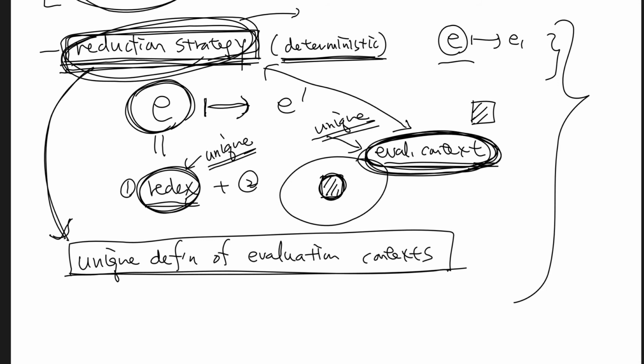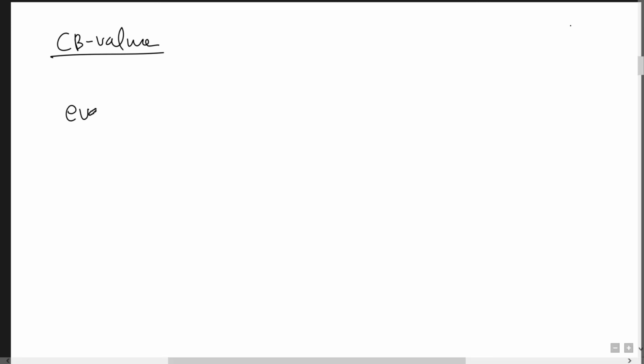That's what our intuition tells us about the equivalence between these two. So here's an example. Let's assume call by value reduction strategy. And the question is, what is the corresponding definition of evaluation context? So evaluation context. And for historical reasons, let's write the evaluation context using the meta variable kappa. So this is the evaluation context corresponding to call by value.